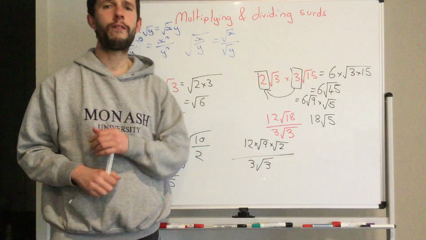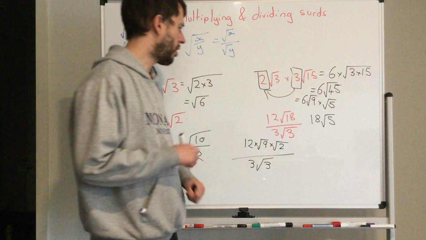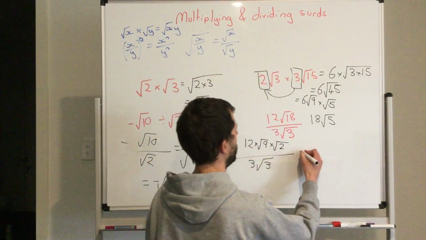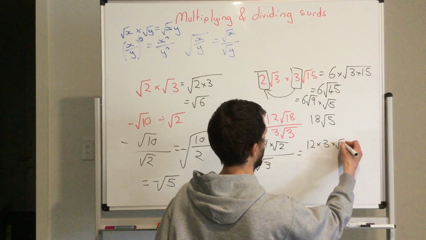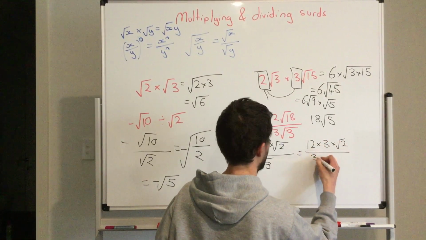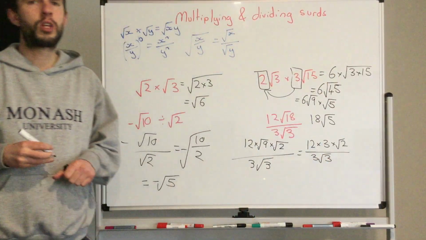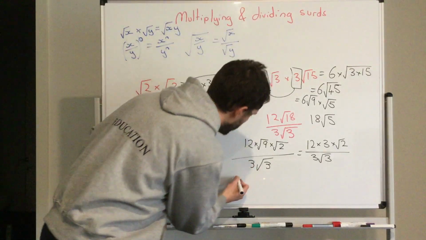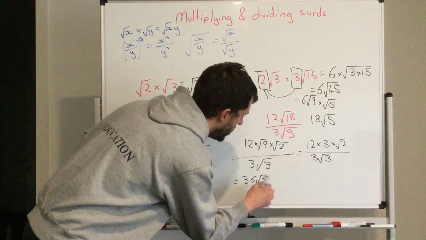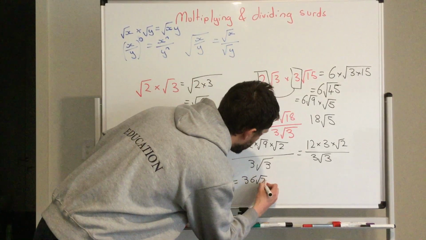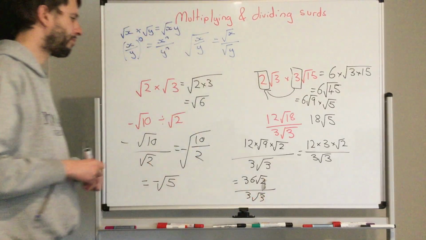Now I can go, the square root of 9 is what two numbers times together to equal 9? 3. So that turns into 12 times 3 times the square root of 2 over 3 square root of 3. 12 times 3, 12, 24, 36. So 36 square root of 2 over 3 square root of 3.